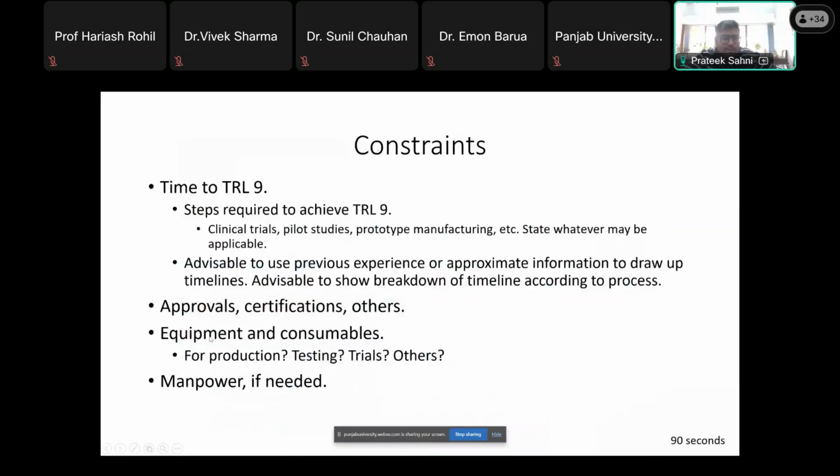Now, in other constraints, there could be approvals that you need to get, certifications that you need to get, or that the company might need to get after licensing, and any others that you might be able to think of. I have included some other possible constraints that you might face, including equipment, consumables for particular tasks, some manpower if needed, perhaps some technically knowledgeable people to further your research. Whatever you might think of that could be a constraint to reaching TRL 9 should be mentioned here.